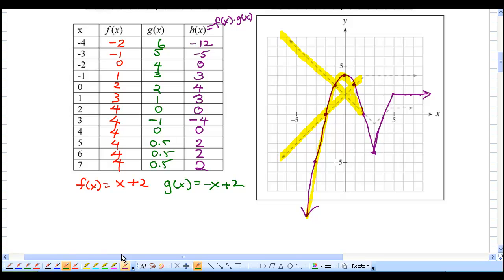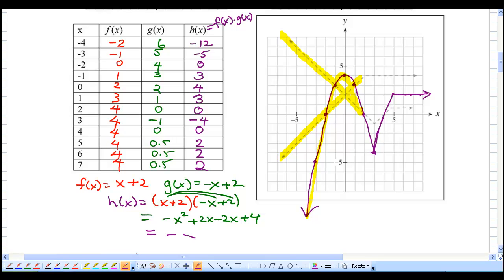Well, remember, we're looking for h of x. So in this region here, what is h of x if it's equal to f of x times g of x? Well, f of x is just x plus 2. g of x is negative x plus 2. What happens if I multiply them together? Negative x squared plus 2x minus 2x plus 4. That seems to simplify to negative x squared plus 4. And that is exactly what I see here. This is the graph of negative x squared plus 4.